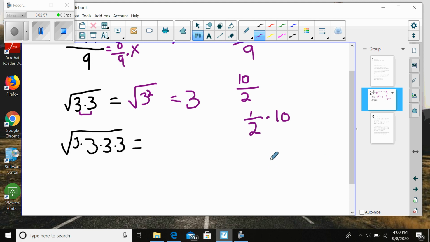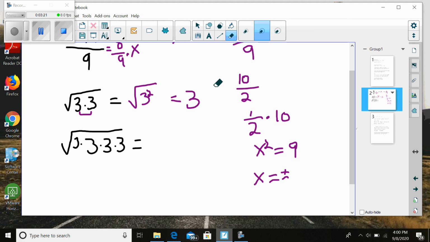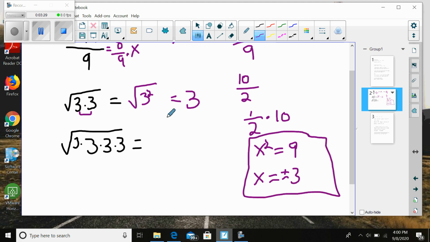Sometimes students say, wait a minute, what about all that plus and minus business? My high school teacher made a big deal out of it. If you have an equation, x squared equals 9, the solution is plus or minus 3. But the square root symbol means principal square root, which means only the positive value.